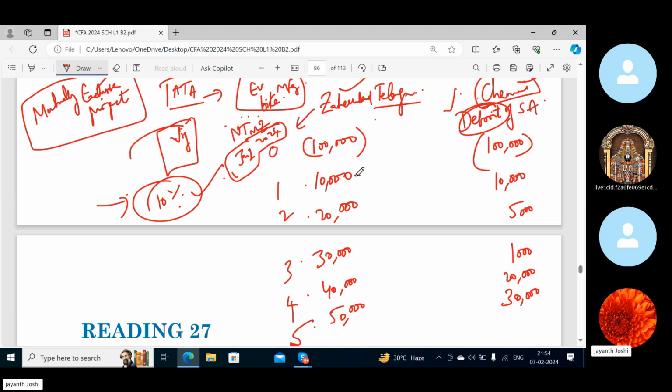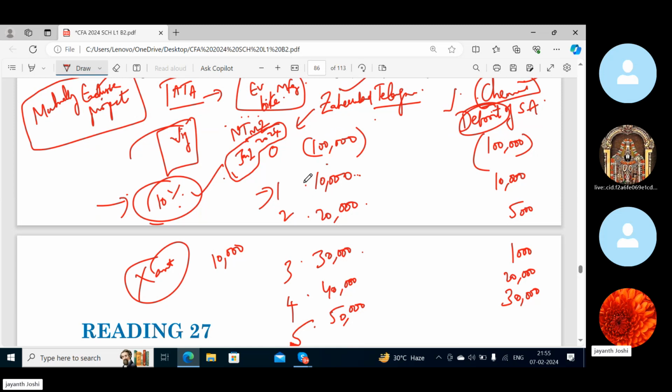So what is the value of 10,000 as on today? What is the value of 20,000 as on today? What is the value of 30,000 as on today? The required rate of return we are expecting is 10%. That means if I invest some amount X today, it is going to become 10,000 at the end of the first year. So what is that X amount I have to invest to get that 10,000 at the end of the first year, with the rate of return I'm expecting being 10%?